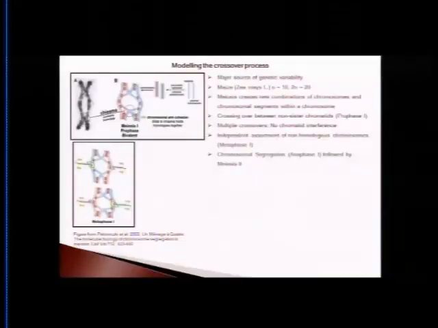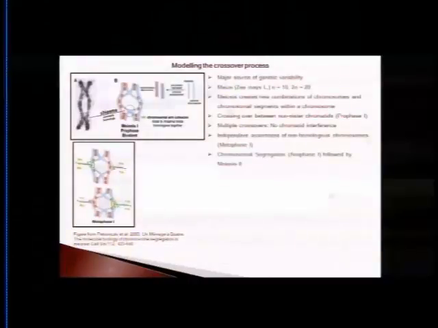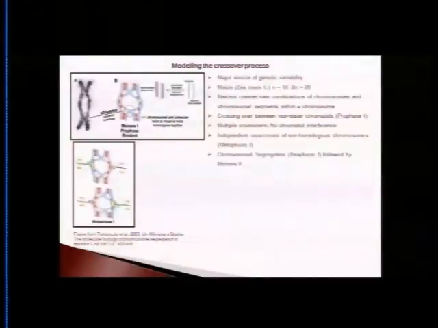So meiosis, as we all know, creates new combinations of chromosomes and chromosomal segments within a chromosome. In prophase of the first meiotic cell division, crossing over occurs between the non-sister chromatids of the parental chromosomes, which creates a lot of variability, which is a source of variability.